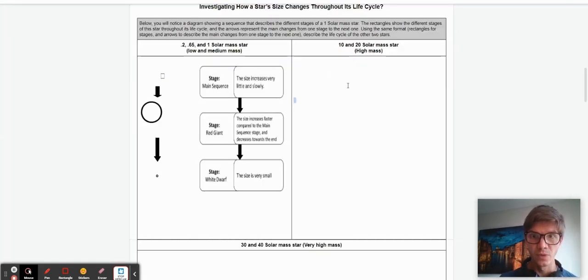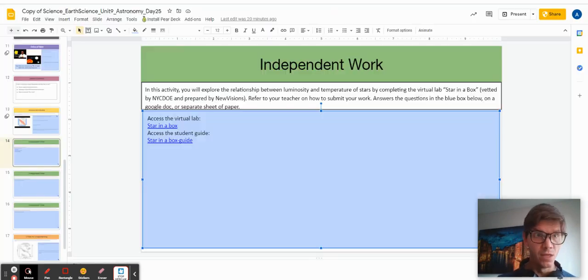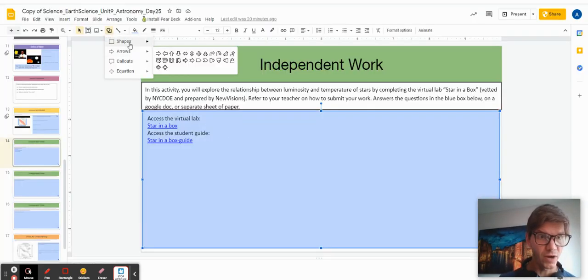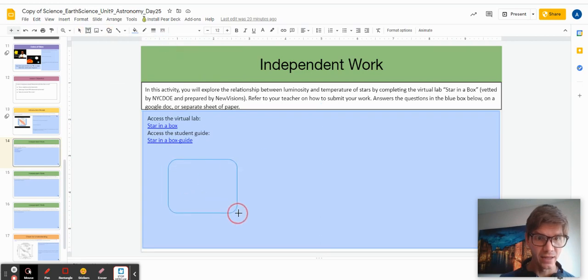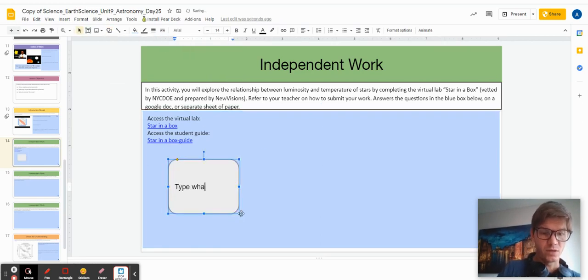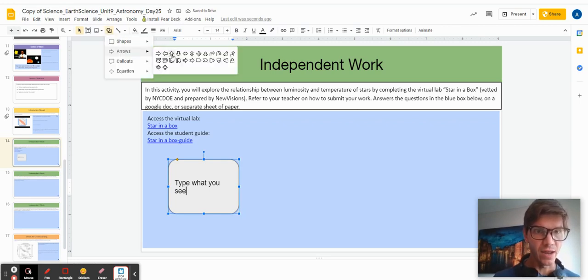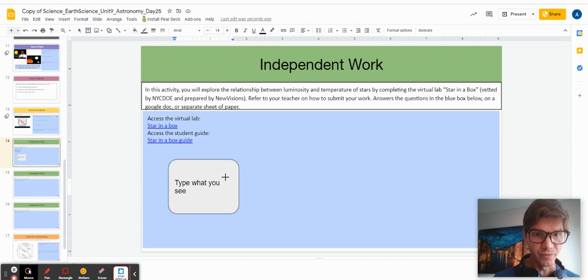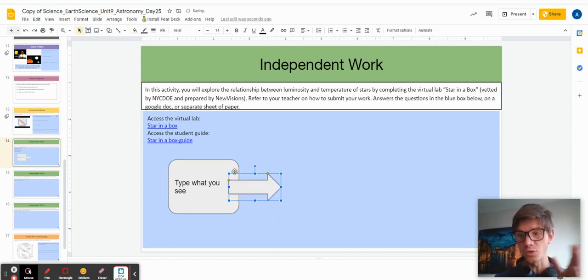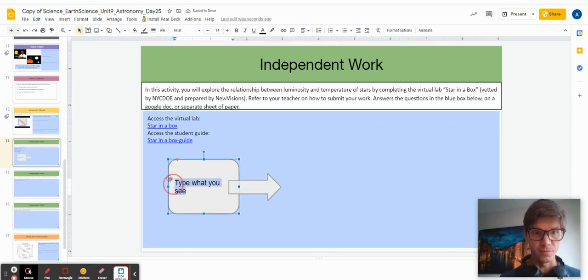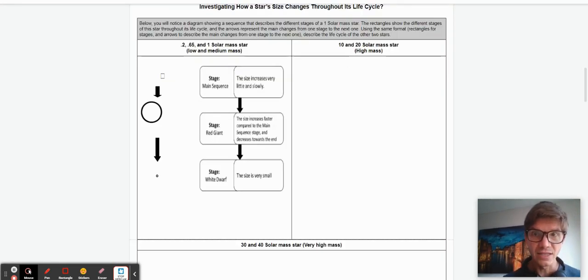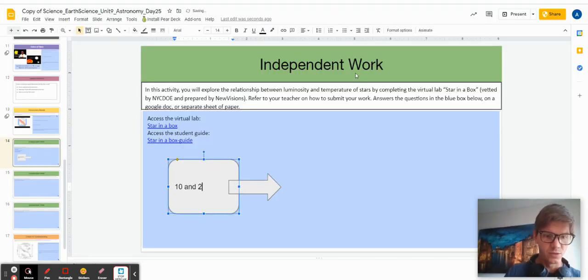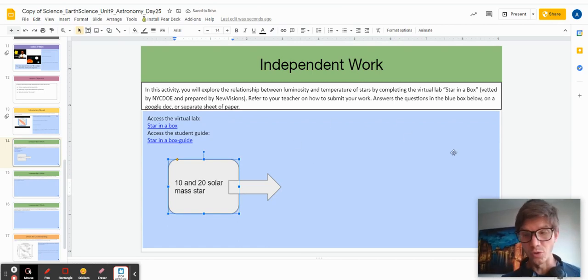So you can add some shapes. Here it says to discuss those changes that you see in the diagram. So I would just add shapes right here to your diagram, and then you can type what you see, and then you can also add arrows to your diagram. But I would just label for your teacher, just so they know which ones you're talking about. You might want to talk about a 10 and 20 solar mass star here. And then you'll start your diagram like that to show your thinking and your progress through this activity.